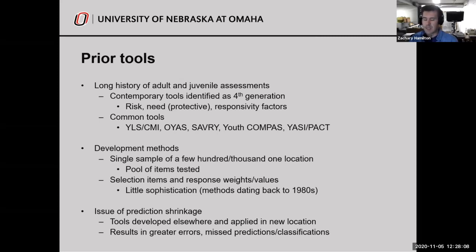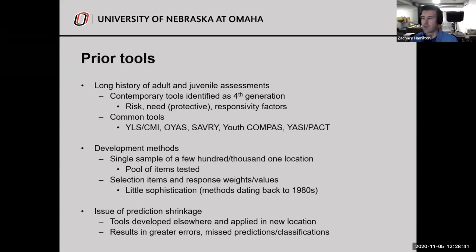Prediction shrinkage means that a tool is developed somewhere else. Maybe it's developed in Canada or Arizona or Colorado or Ohio, with a sample of maybe a few hundred or a few thousand, and the items and the weights created within that tool are then taken, what we call off the shelf, and placed within a new environment. There's lots of things about that new environment that are hard to explain, but they tend to make that tool less effective or less accurate as compared to where it was originally developed.